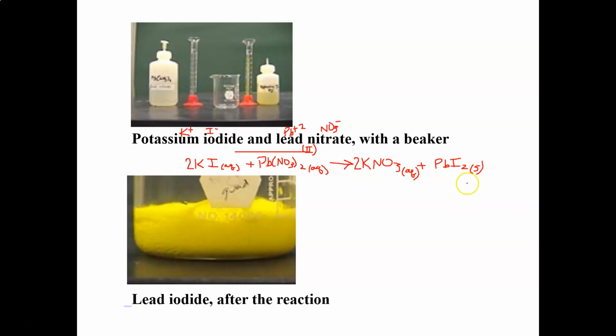Now, what if PbI2 was soluble? What if it was aqueous? Well, this would have started off as 2 ions dissolved in water plus 2 ions dissolved in water. It would have made 2 ions dissolved in water plus, and if this were aqueous, this would have been 2 ions dissolved in water. If that ever happens, that means there was no reaction that could have happened. Why? Because nothing changed. If we started off with 4 ions dissolved in water and we ended up with the same 4 ions all dissolved in water, then they didn't do anything special.